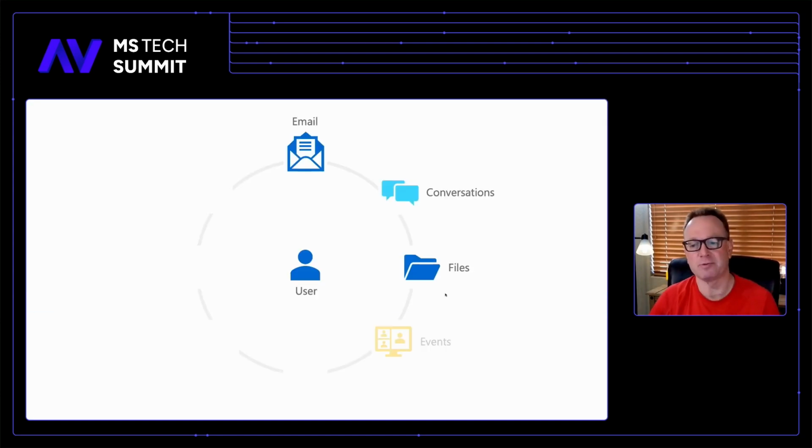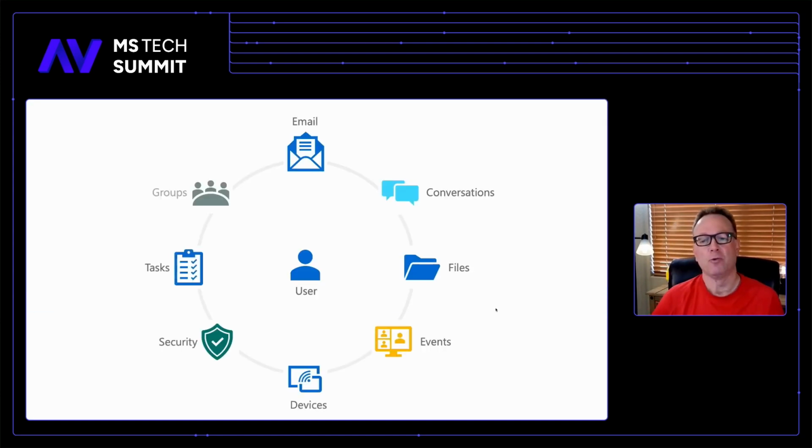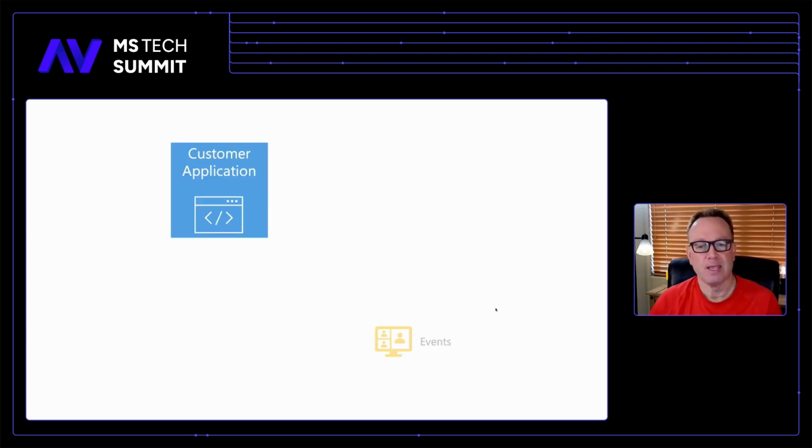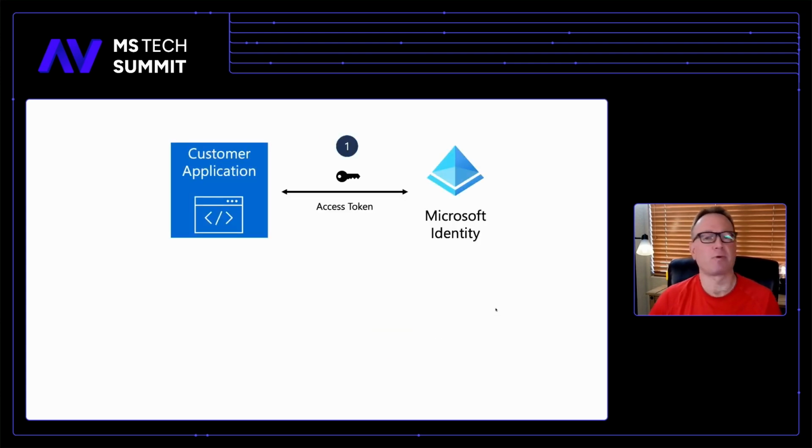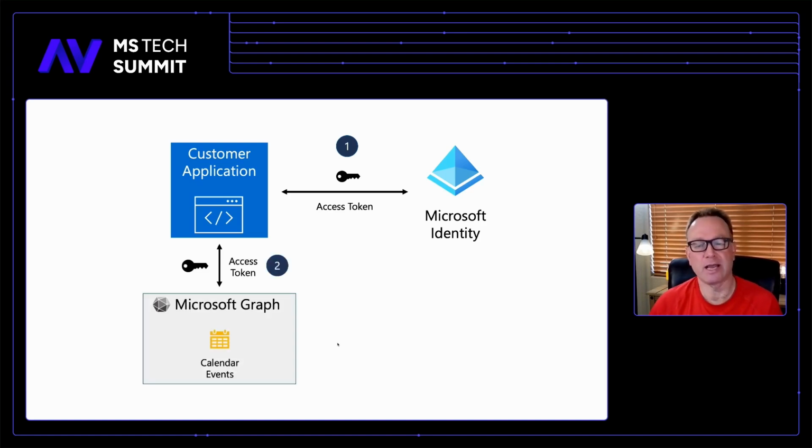So, in this case, we're not going to do email. We're going to do events. And it's going to be the same process. We're going to have to authenticate the user. We get an access token, but this time we need the calendar permissions, the calendar scopes. And that would allow us to then call into calendar events.